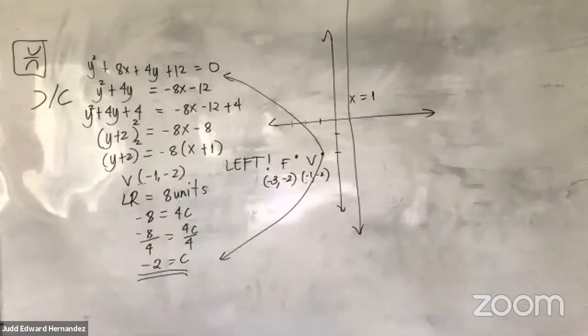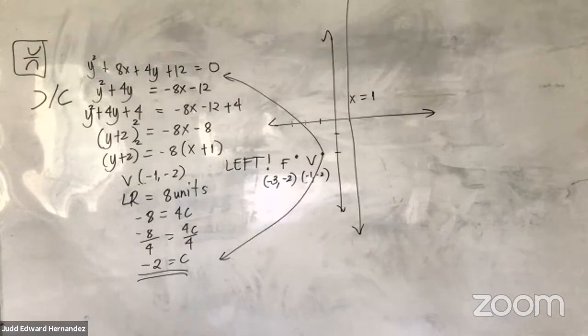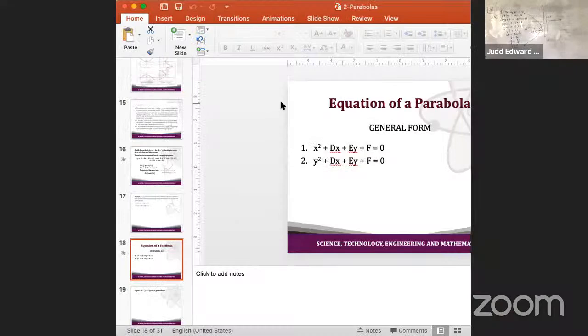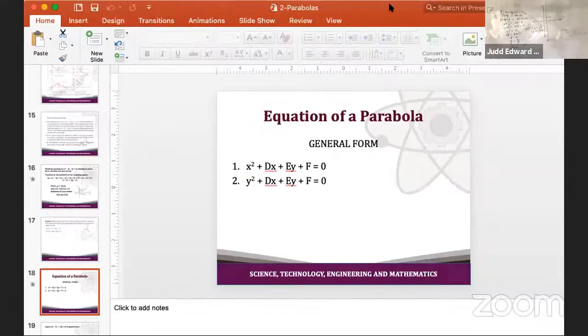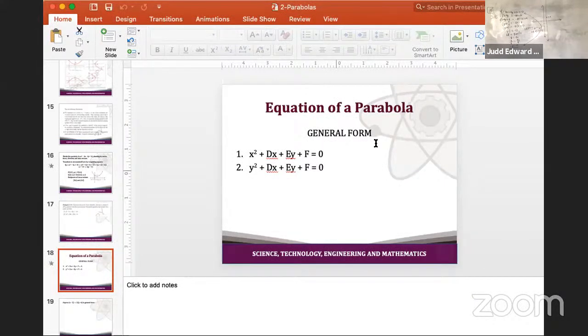Sir, how do we convert? Some questions in our module ask us to convert. How do we convert an equation from general form to standard form, or from standard form to general form? Don't worry, Sir Jad will teach you how to do that. Can you see my screen share? This is the equation of the parabola in general form. We will remember that.